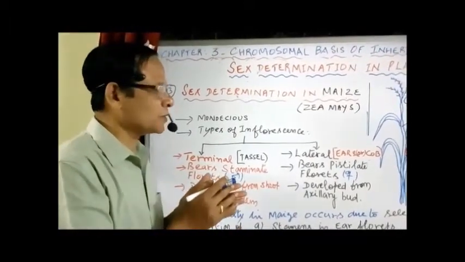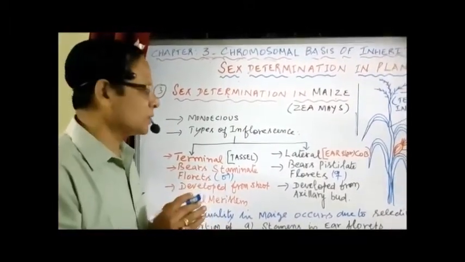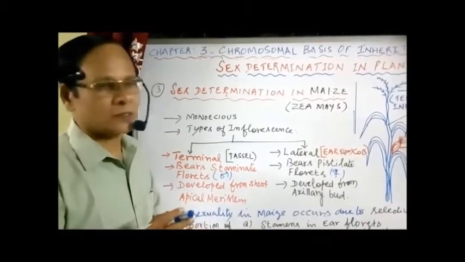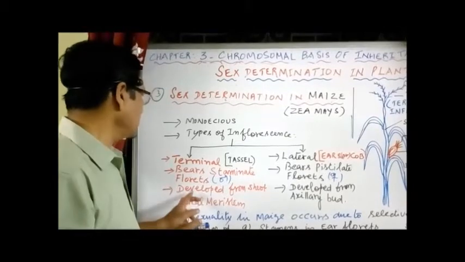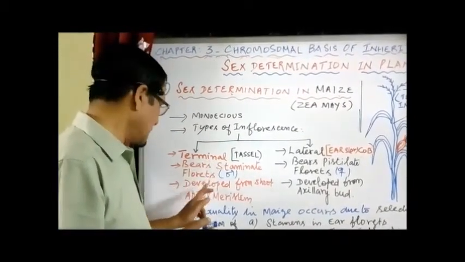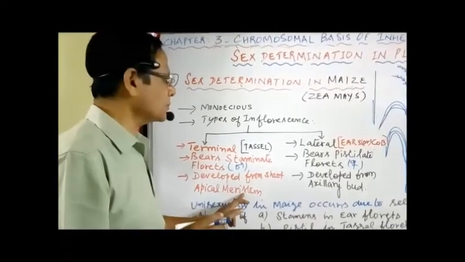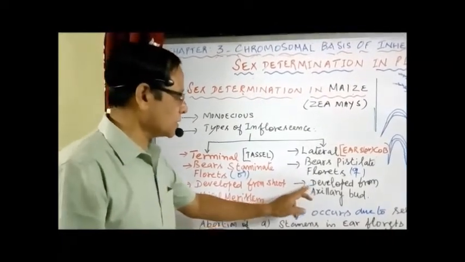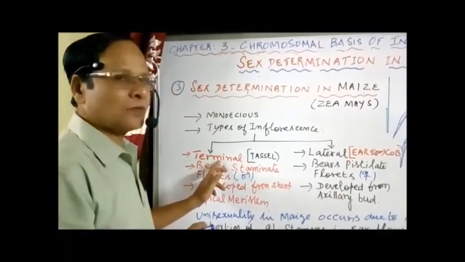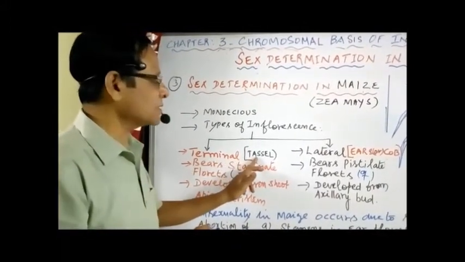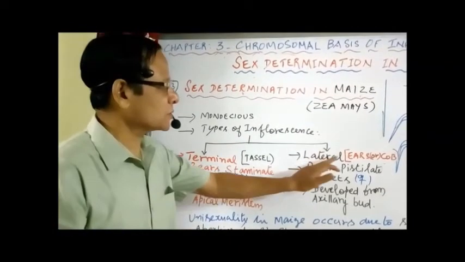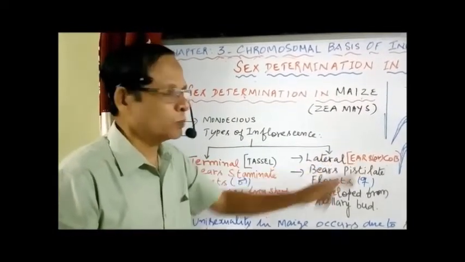If the flowers are formed in the inflorescence in the form of spike, smaller ones, then we can say that is a floret. Now the terminal inflorescence is developed from what's called the shoot apical meristem. And this one is developed from what's called axillary bud. The terminal inflorescence is otherwise called tassel inflorescence. The lateral inflorescence is otherwise called ears or cob.